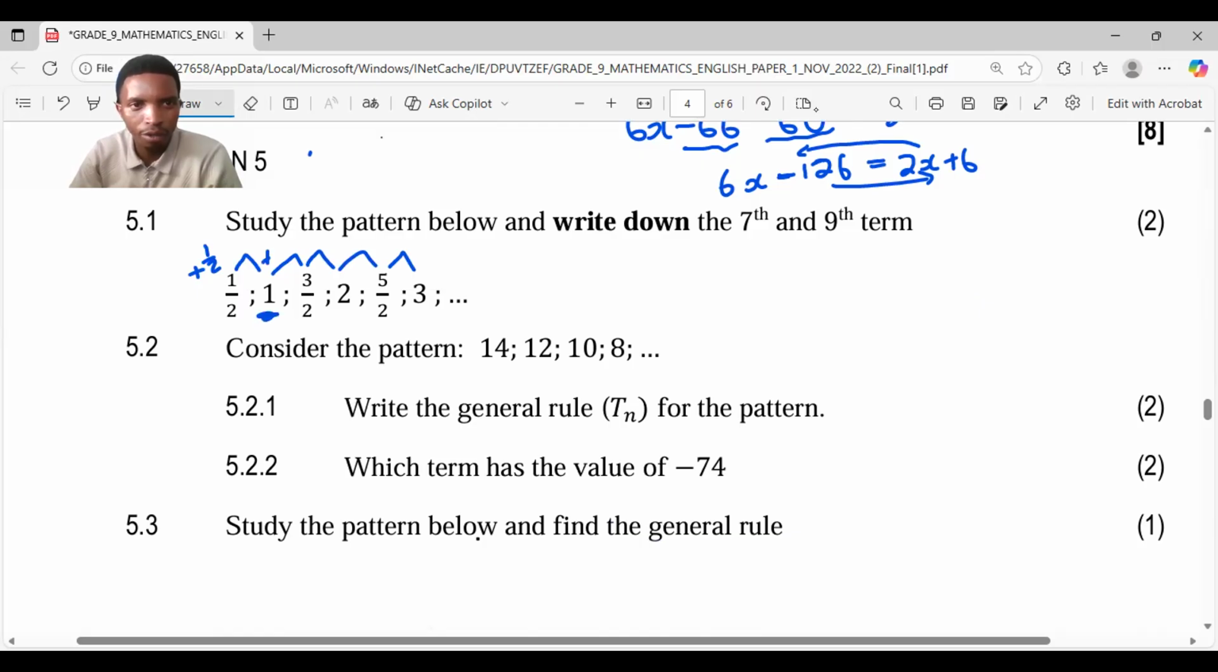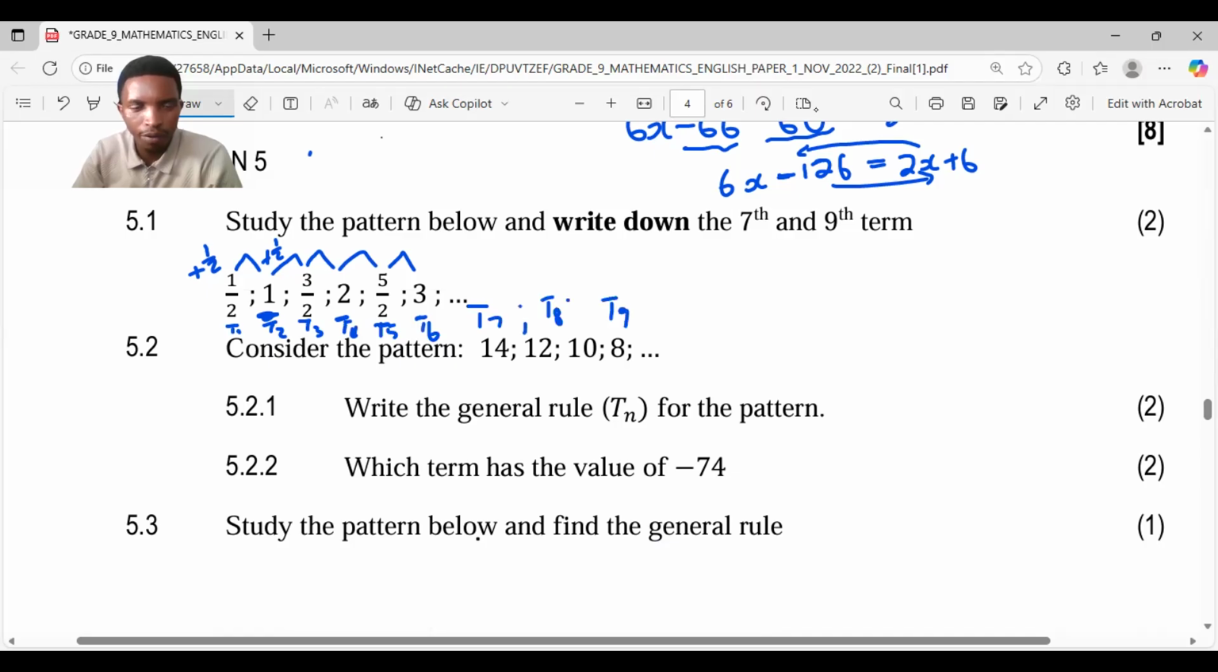When you add a half, it's going to give you how much? 3 over 2. You add another half, it gives you this. You add another half, it gives you that. So now, this is term 1, term 2, term 3, term 4, term 5, term 6. So for term 7, term 8, and term 9.